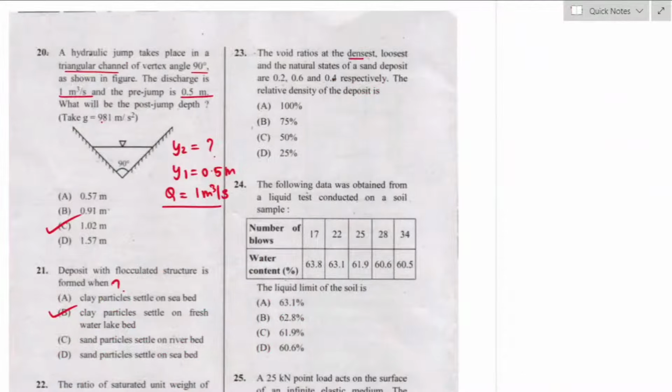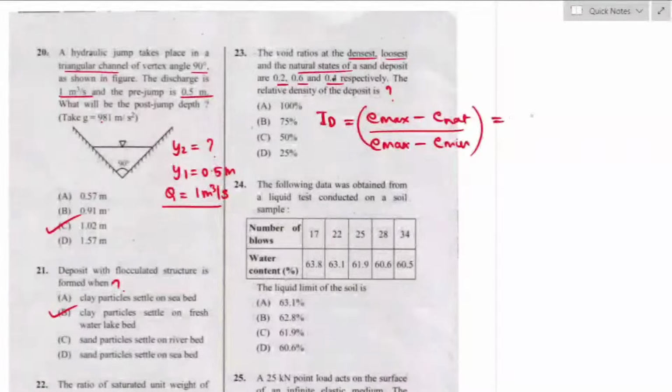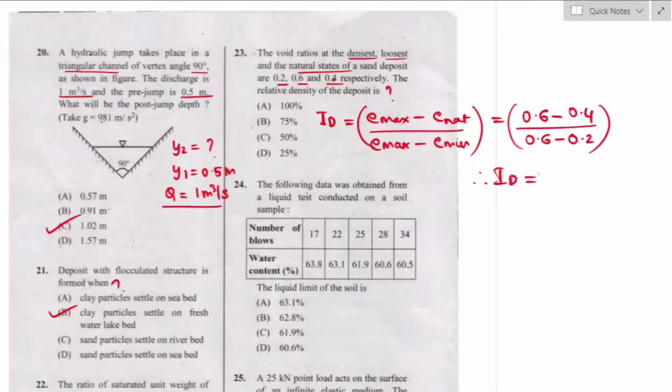Question number 23. The void ratio at the densest, loosest and natural states of the sand deposit are 0.2, 0.6 and 0.4 respectively. The relative density of the sand deposit is. Relative density is a measure of compactness of cohesionless soil and it is calculated by the following formula. So maximum void ratio is 0.6, natural void ratio is 0.4 and minimum void ratio is 0.2. On solving this, the relative density of the sand deposit will be 50%. So the right answer is option C.